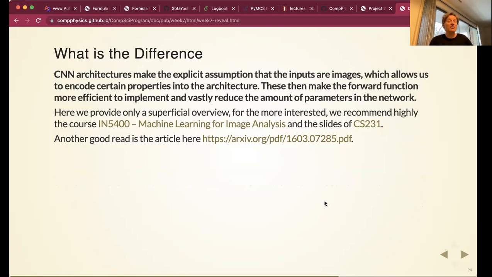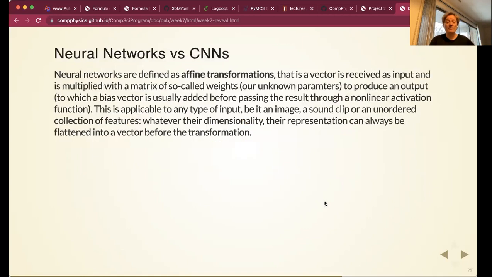This is really much tailored to images, where you have some specific features which pertain to a given image, like a house. You would have the corners, the roof, windows, and doors, and that's the type of information you actually want to keep with you. If you think of a neural network, we would define it as normally what we call affine transformations. That is, a vector is received as input and is multiplied with a matrix of so-called weights or unknown parameters. That produces an output to which a bias vector is usually added before passing the result through a nonlinear activation function. So we keep the full dimensionality of the problem.